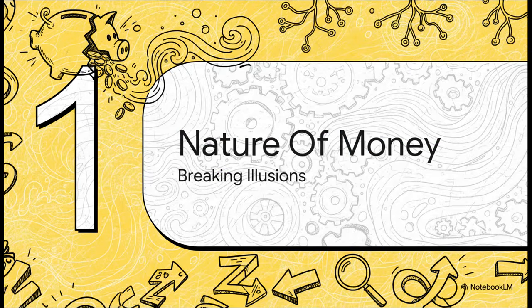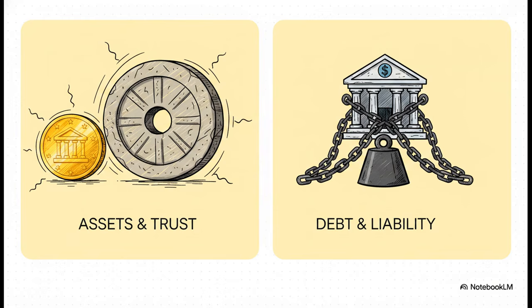Okay, starting with part 1, the true nature of money and why we really need to break that textbook illusion. We literally have to start with the most fundamental, mind-bending question possible. Where does money actually come from? Because the reality is way different from the neat little textbook illusion most of us were taught in school.